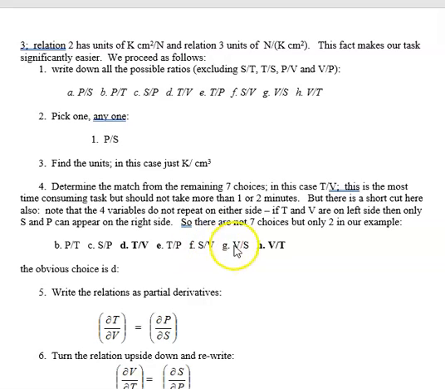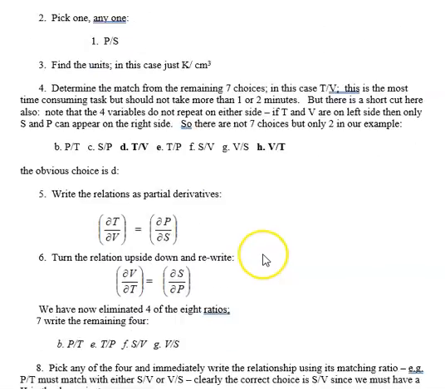You know, V or S, that's out because it got a V. Here it's out because it's got a P, and this guy's out because it also has a P. There's only 2 choices. So instead of 7, there's only 2. Which one is the obvious one? Well, since Kelvin is on top, D is the obvious choice. So instead of taking 30 seconds or a minute, this should take no more than 5 or 10 seconds.